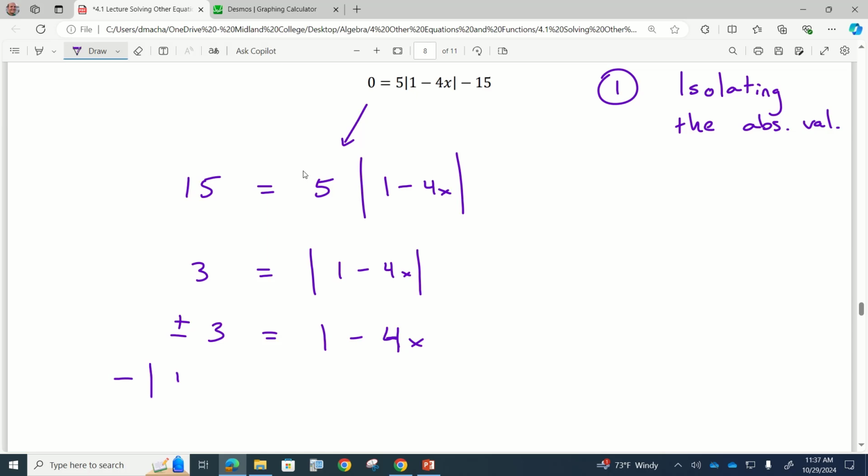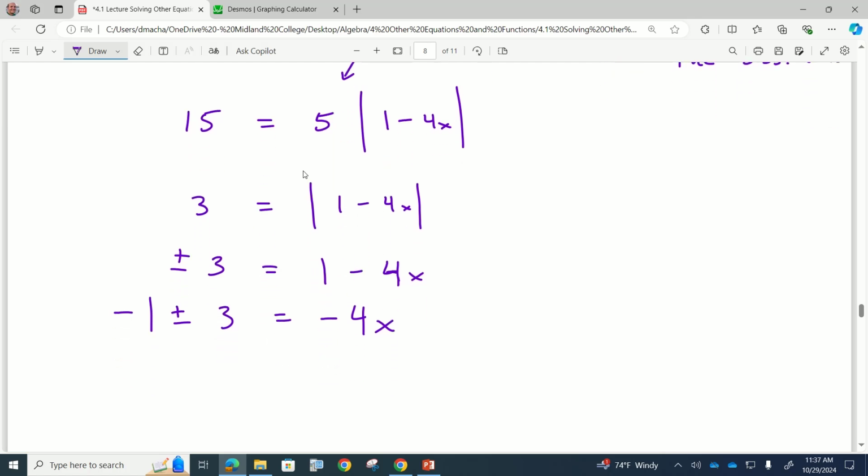I'll have to subtract 1 from both sides. And please keep in mind, this does not mean I do 3 minus 1 and write plus or minus 2. That's not the same thing. When I say I'm subtracting 1 from both sides, that means I really do have a solid negative 1 on the left side, and it's not part of the plus or minus 3. That's the only possible way you could get tripped up, I think, on these kinds of questions.